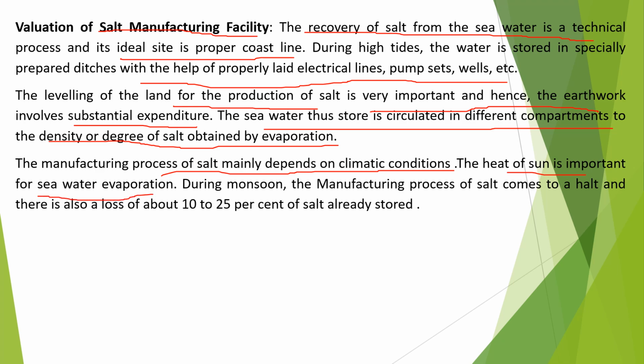During monsoon, the manufacturing process of salt comes to a halt, and there is also a loss of about 20 to 25% of the salt already stored. So this is an important thing. For at least 2 months in a year, the salt manufacturing has to come to a halt. So only 10 months are there in which you can manufacture this salt.